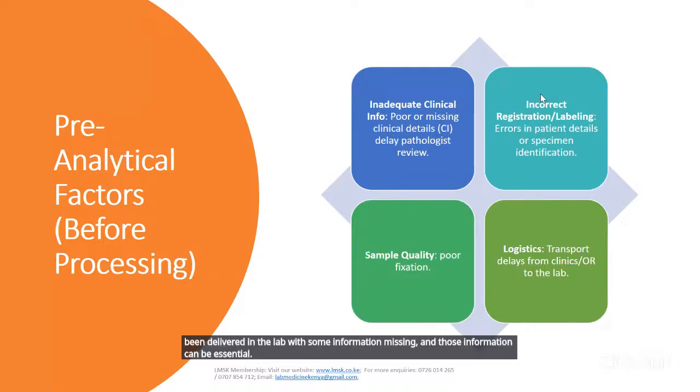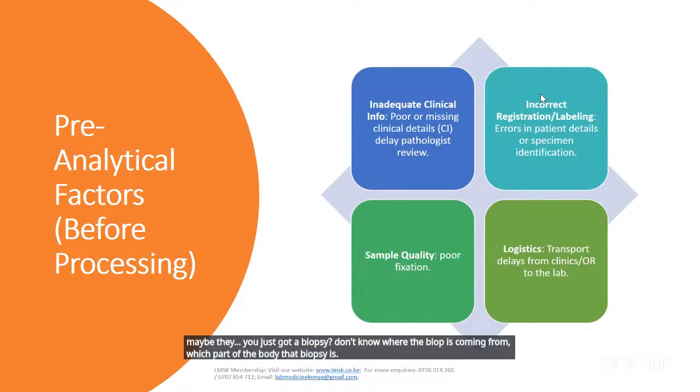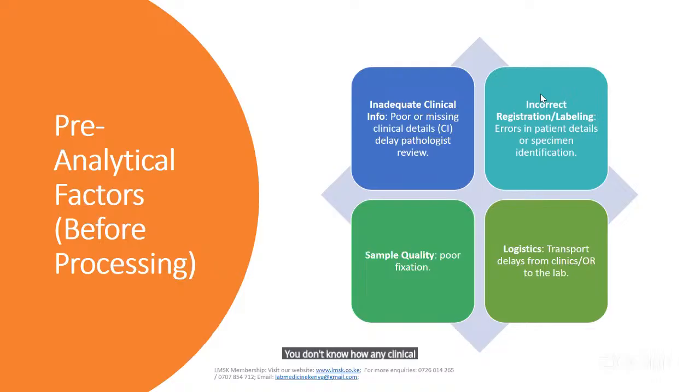Maybe you just got a biopsy and you don't know where the biopsy is coming from, which part of the body it is. You don't have any clinical information, which might be key in the pathological review for that particular case. So you'll find that the pathologist has to call the clinician again to get the details for that case to be completed. That might impact the TAT negatively.